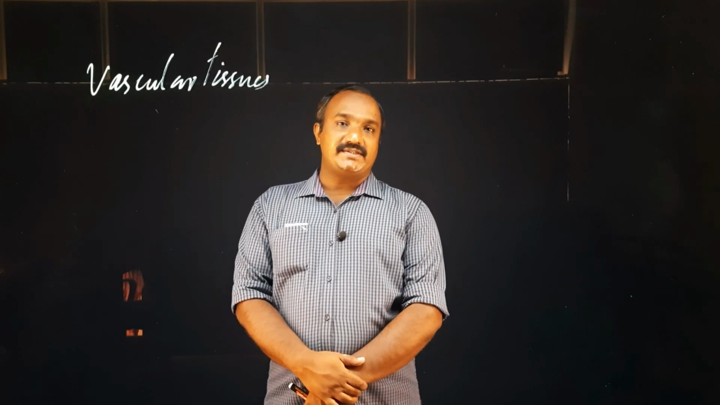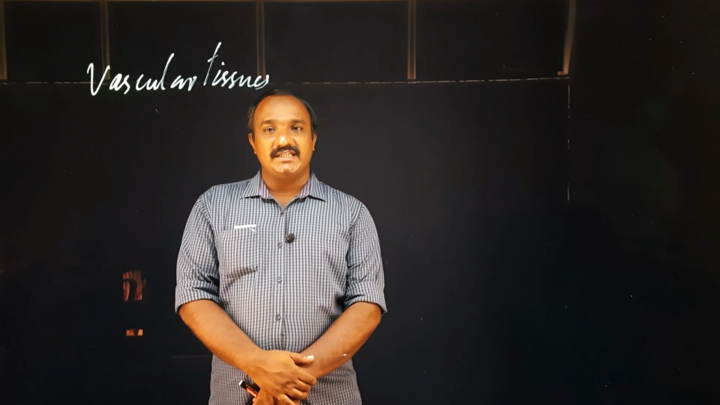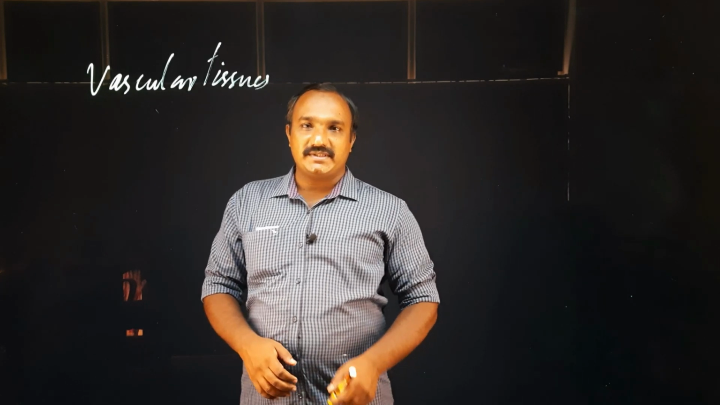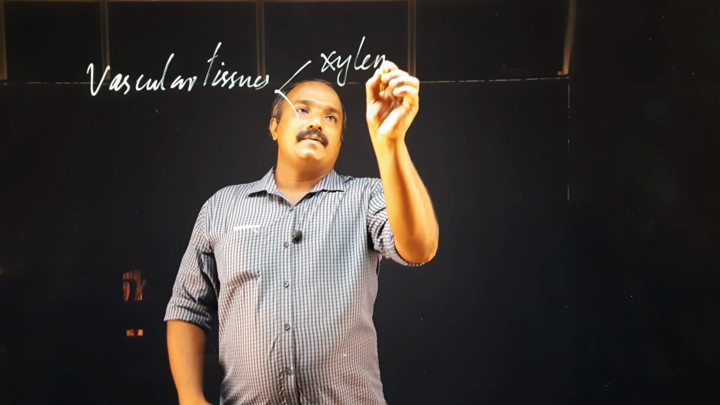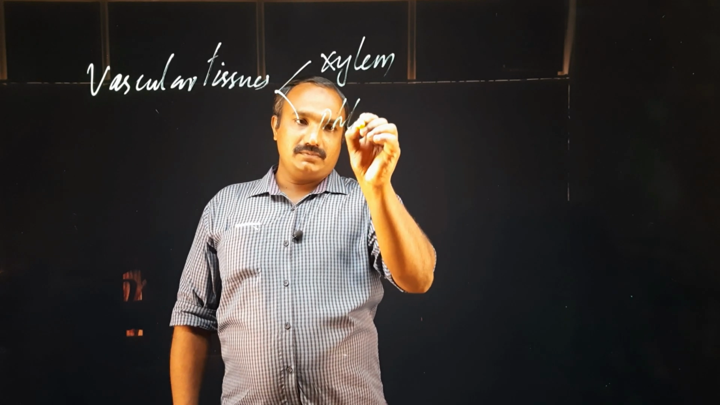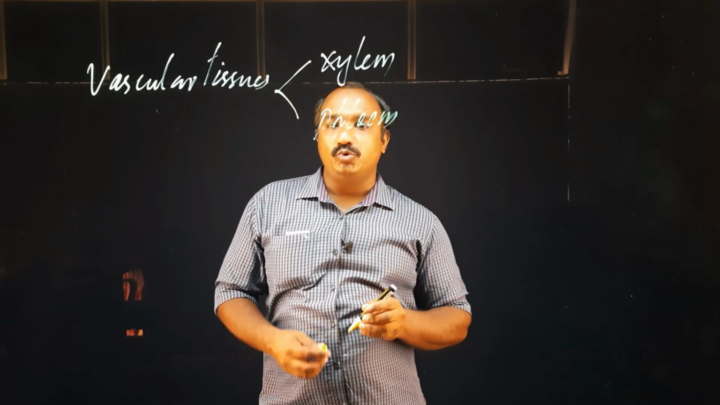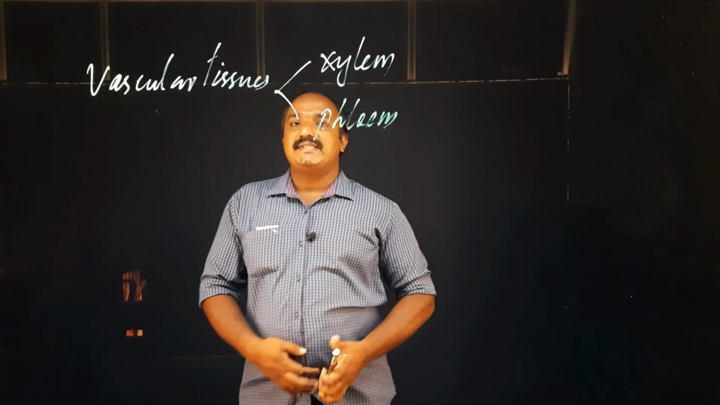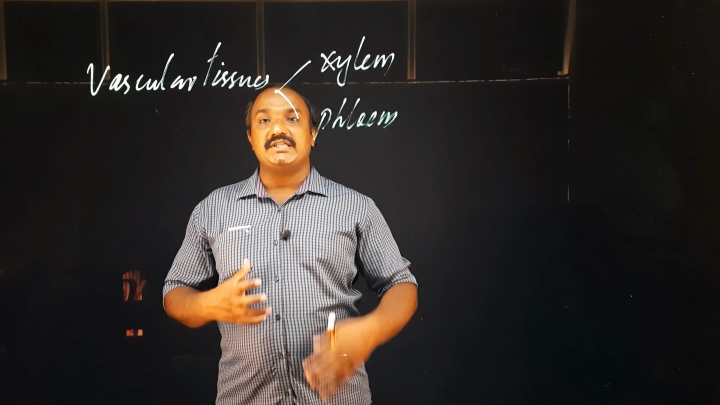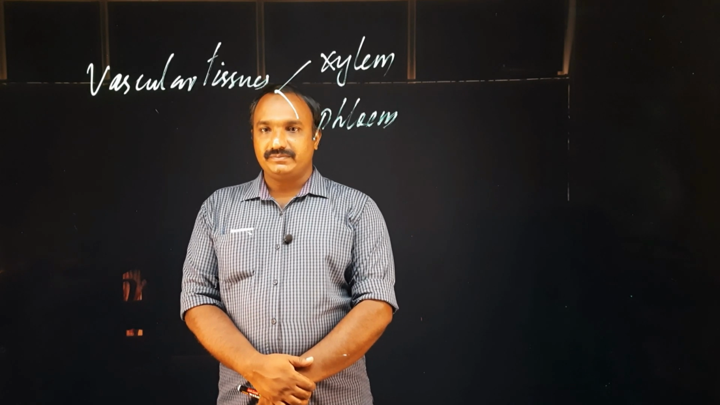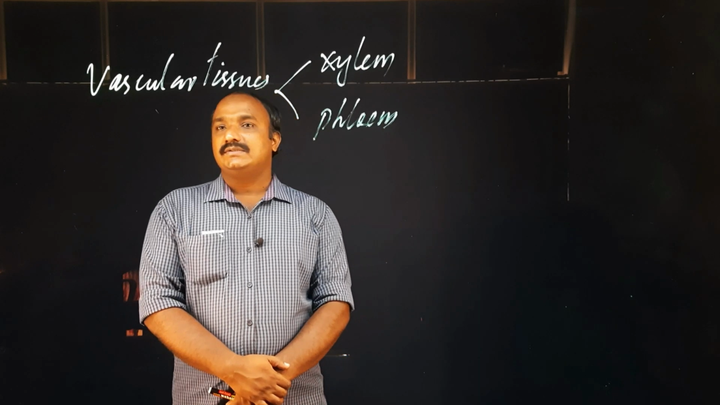Vascular tissue contains two types of cells or tissues. Which are they? One is xylem tissue, and the other one is phloem. Xylem and phloem. So these two are the vascular tissue, and together they perform the transportation function in the plant body. Which are they? Xylem and phloem.